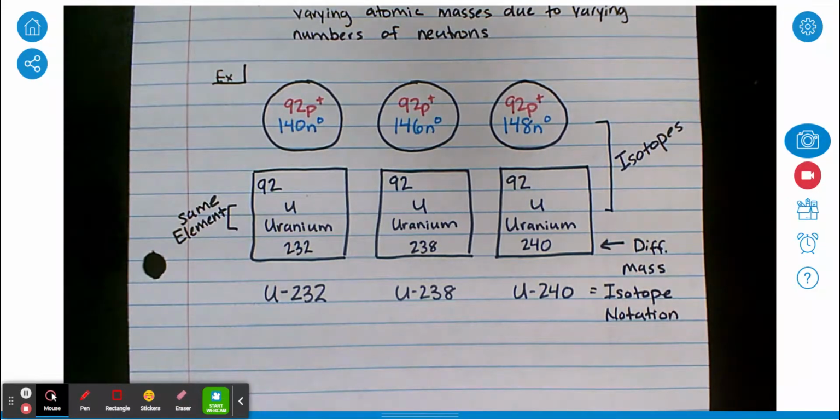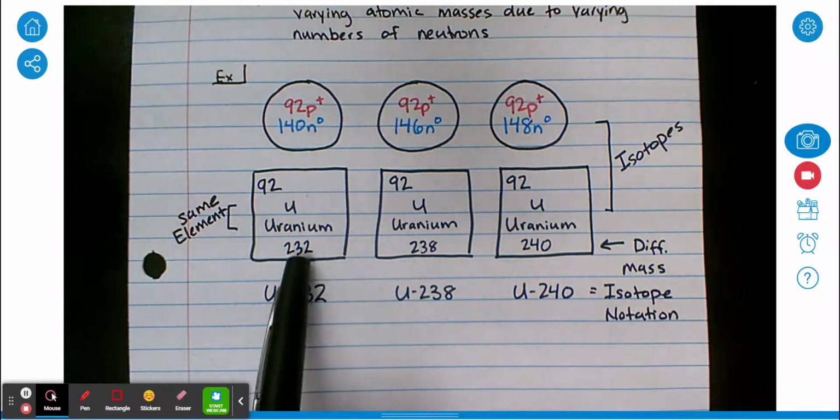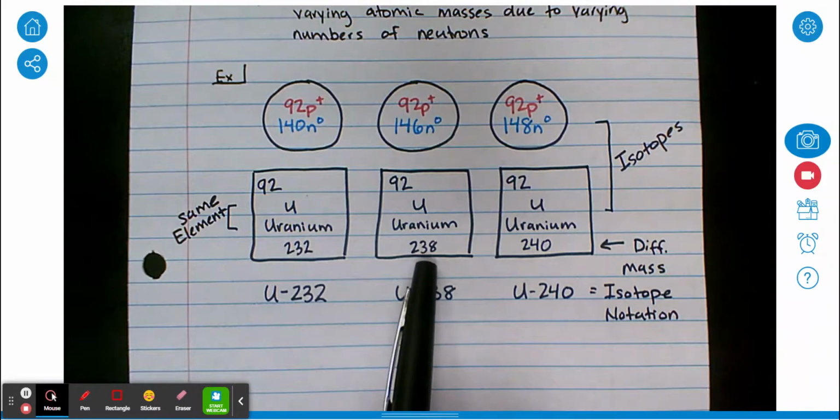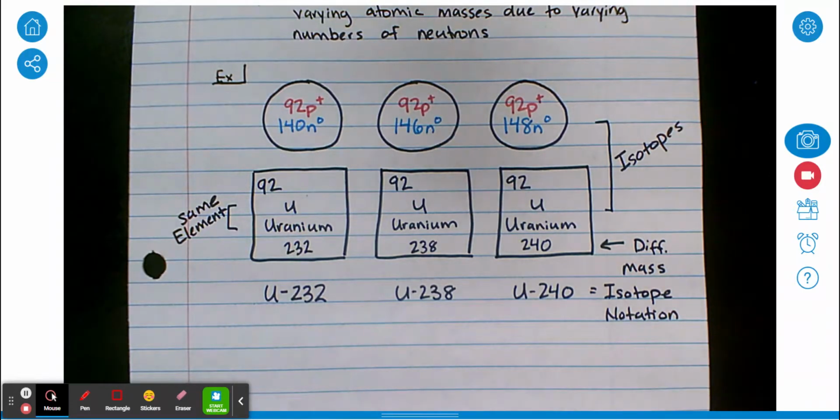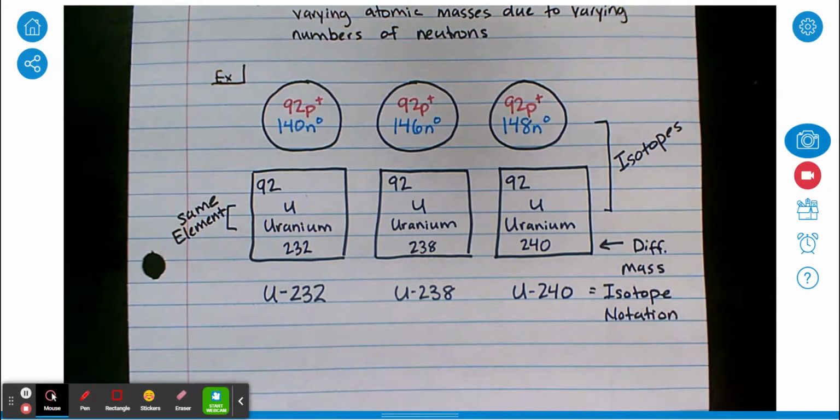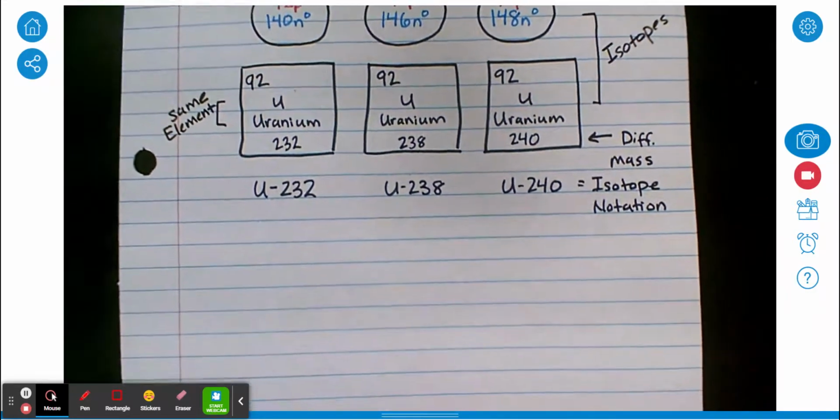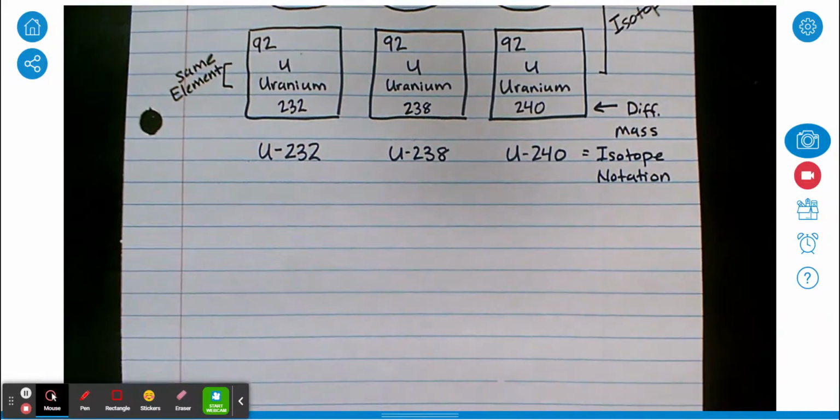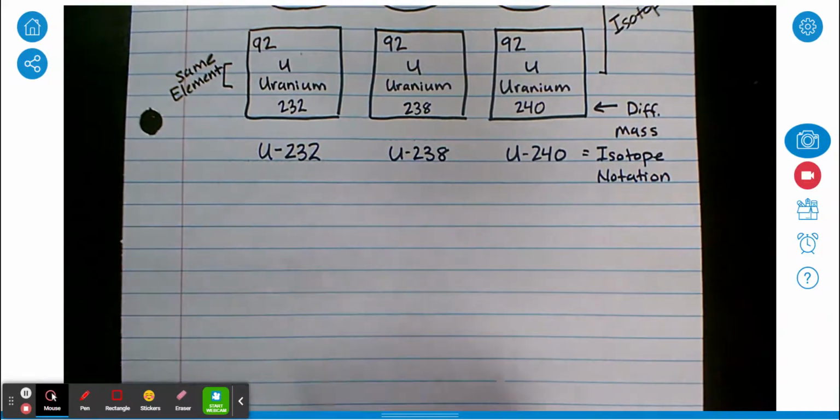Now, a couple of you may be asking, well, which mass goes on the periodic table? Am I going to put 232? Am I going to do 238? Am I going to do 240? And the answer is indirectly all of them. When we built the periodic table, you don't pick just one mass to put on there, you put on a weighted average. So, what that might look like for uranium.